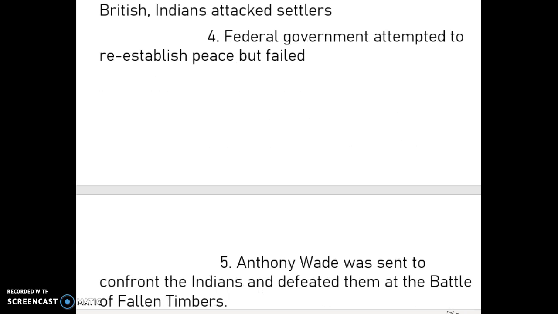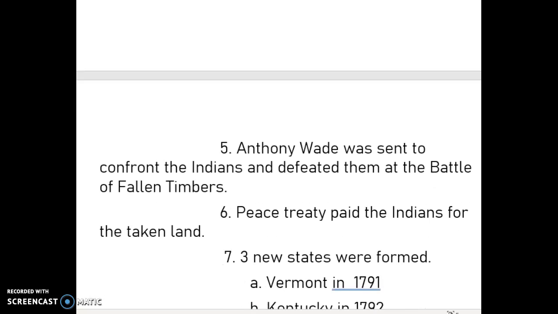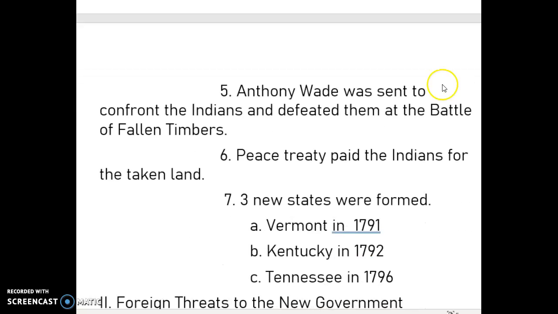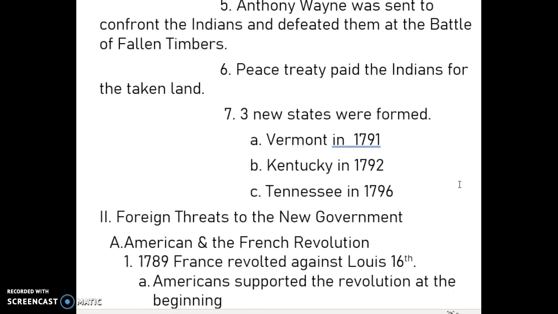And so eventually, in order to bring peace back to the frontier, the federal government sends Anthony, and I'm going to correct this because it's Anthony Wayne, not Anthony Wade, was sent to the Battle of Fallen Timbers, where he met and defeated the Indians. And in the resulting peace treaty from that battle, the American government paid the Indians for the land that was taken. So we do make it right, but obviously the relationship with the Indians remains to be broken in this case.